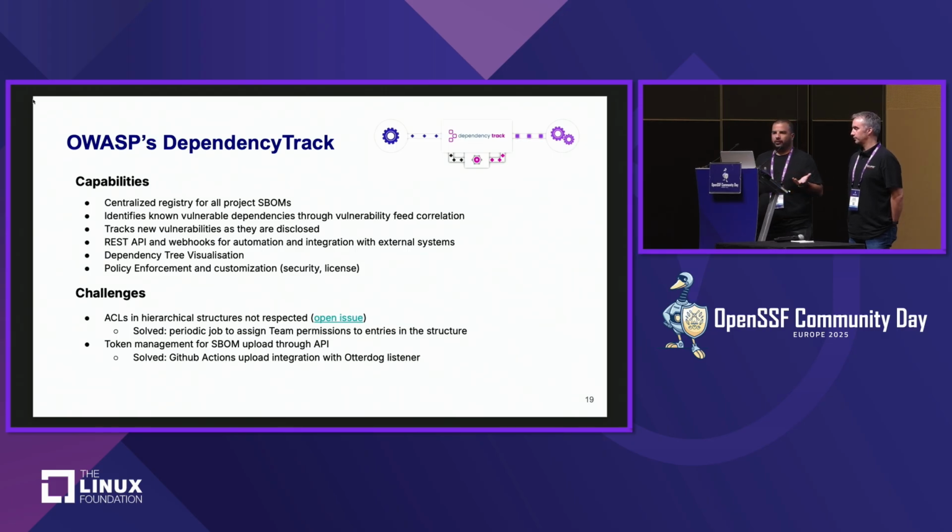And of course, we face some challenges like access control, but we found workarounds or solutions to that, and also token management as well. We're using GitHub Actions to upload that. And as I mentioned before, the good thing is that if there's something better or we can improve, we don't need to rely on Dependency-Track. It's vendor agnostic, and the products don't need to deal with that.